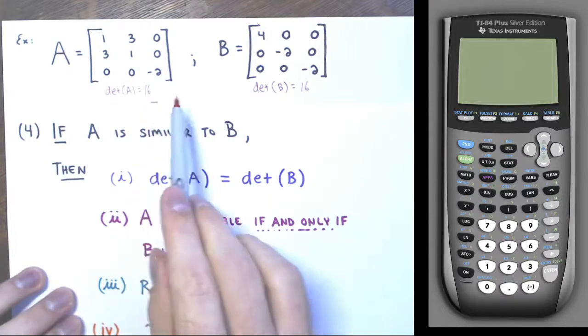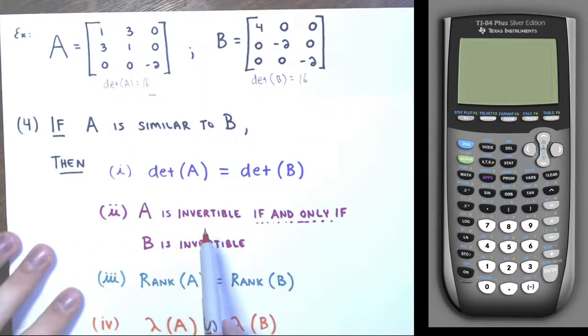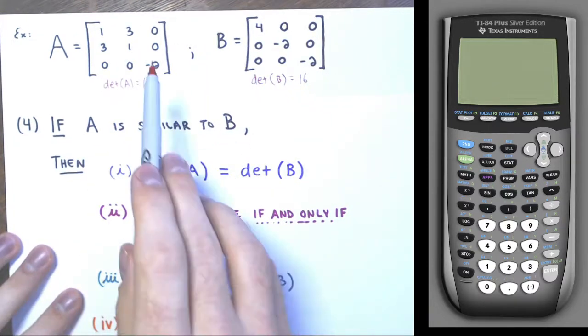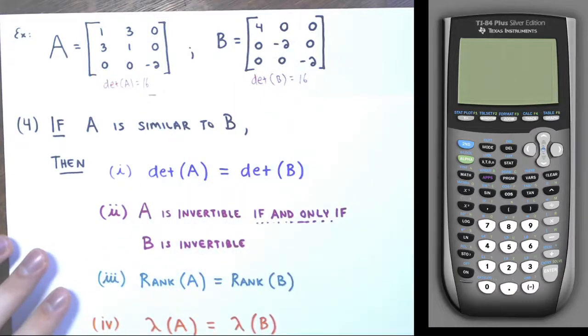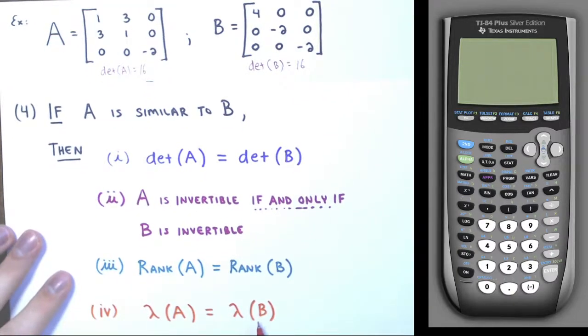And since both determinants are the same and they're not 0, they're both invertible, right? Since they're both invertible, they'd have ranks of 3. All 3 column vectors would be independent, all 3 row vectors would be independent. They both have ranks of 3. Their ranks are the same. And their spectra would be the same.